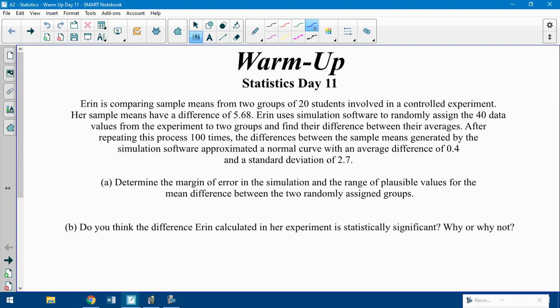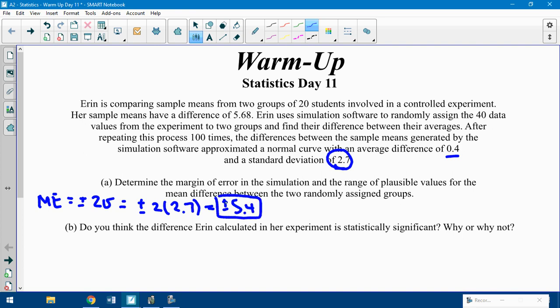So again, this is the mean and standard deviation of the distribution. Okay, so the margin of error is always plus or minus 2 standard deviations of the sampling distribution, which is what that number is. So it's plus or minus 2 times 2.7. And if you do that, you'll get plus or minus 5.4. That's the margin of error.